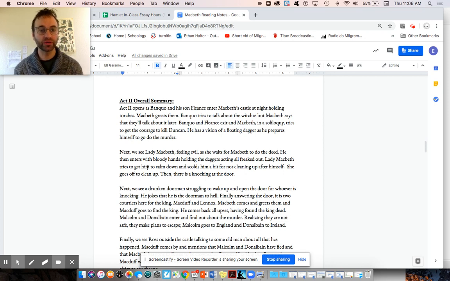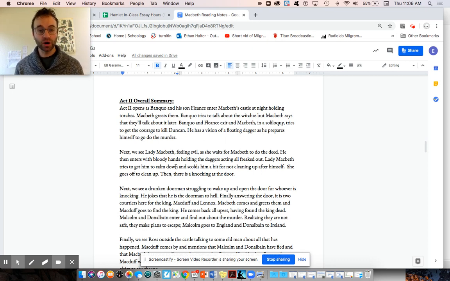Remember, there's this whole theme about ignoring, hiding. "Stars, hide your fire. Let not light see my black and deep desires." That's what Macbeth says. So he wants to hide it. And as you can see, this theme of darkness and light is really important in the play.